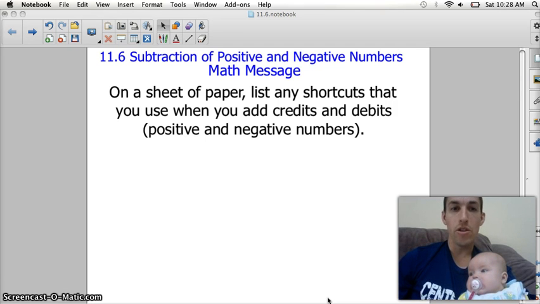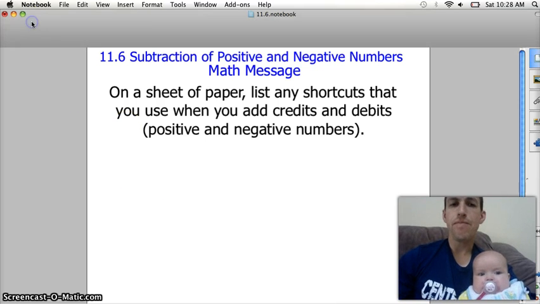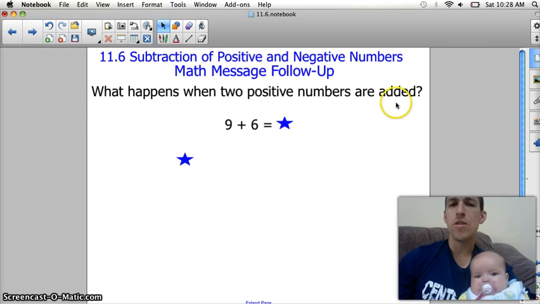But what I wanted to work on first is think of any shortcuts that you might use when you're adding or subtracting, when you add credits or debits, when you add positive or negative numbers. Pause for a second and try to think about that. All right. For example, what shortcuts do you use? Like for this one, 9 plus 6. Well, a positive 9 plus a positive 6. Well, you've been doing that since kindergarten, first grade. 9 plus 6, I hope you guys know, is 15.